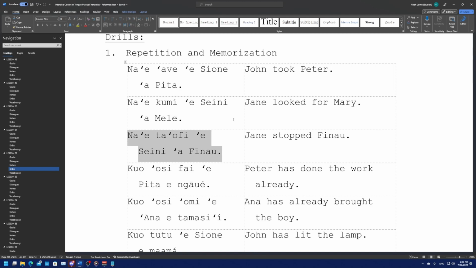Na e taofi e seini a finau. I think it's buke whakalao. I think that's usually what they mean when someone's arrested by the police. They're captured lawfully. Taofi is to stop someone from doing something, or like, make them stop.